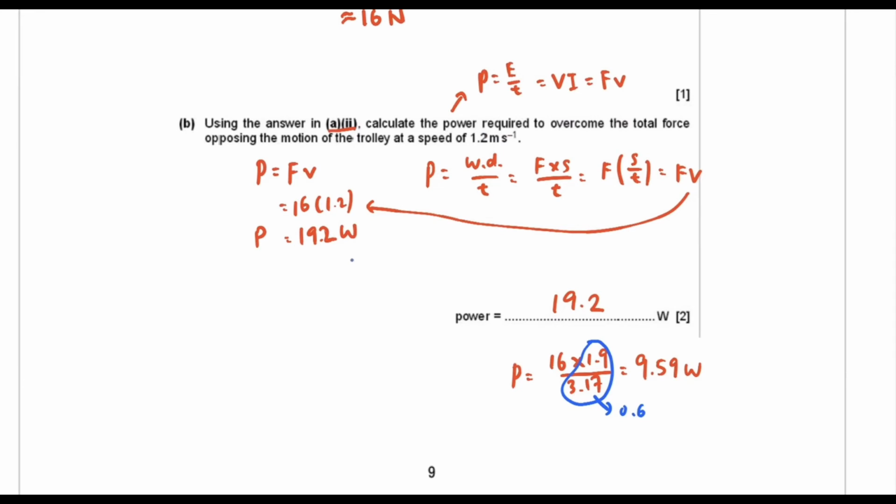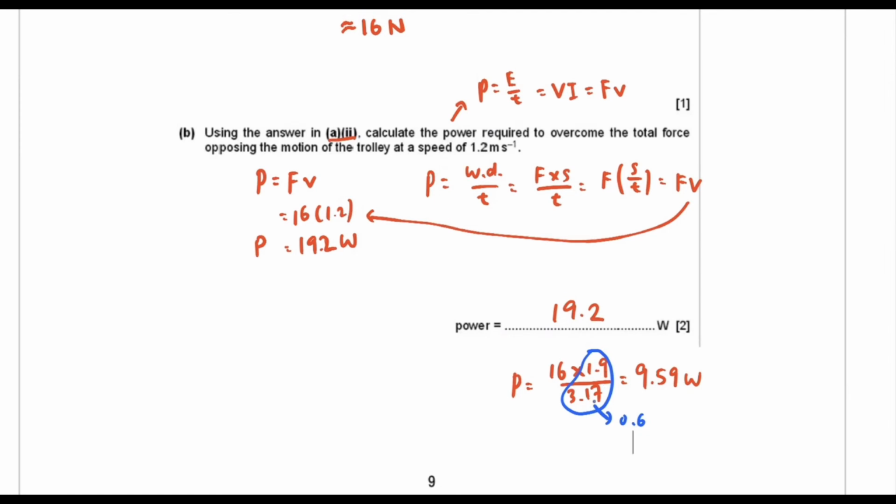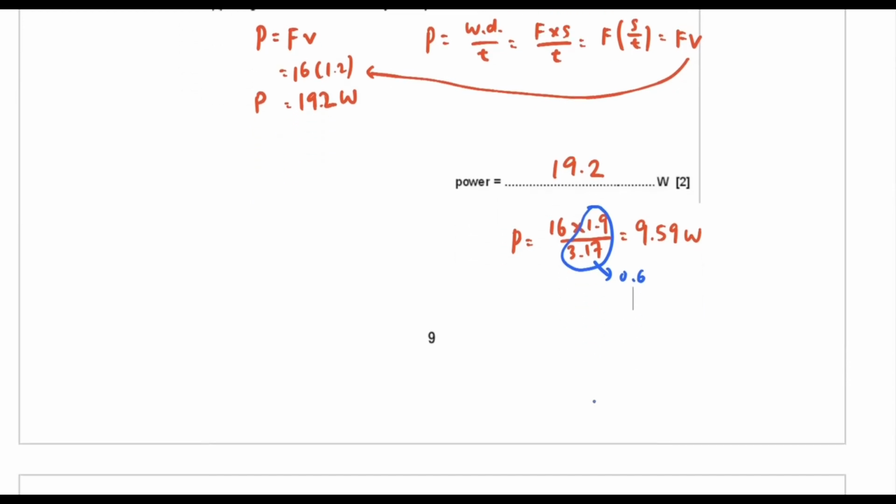So that means you must be careful. Follow the question. They say speed 1.2, then you don't take 0.6. So if you take the speed of 0.6, of course, different answer. Okay, so that's the reason.